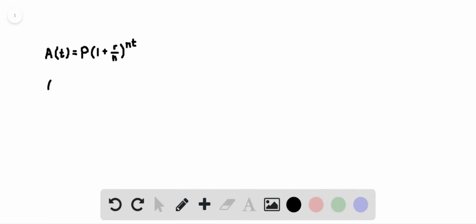So that would get us to A(t) over P is equal to (1 + r/n)^(nt). And now we can use what we know about exponents to get rid of this exponent here on the right side of the equation.